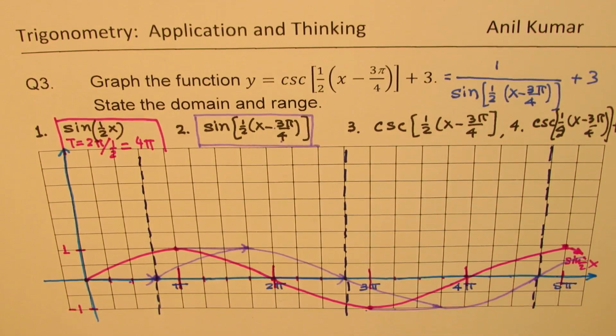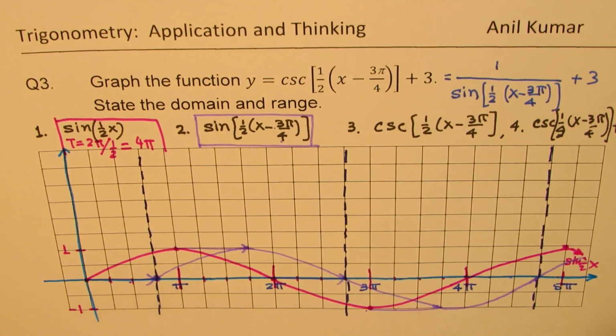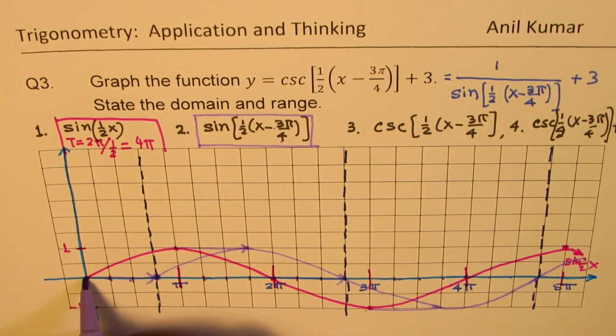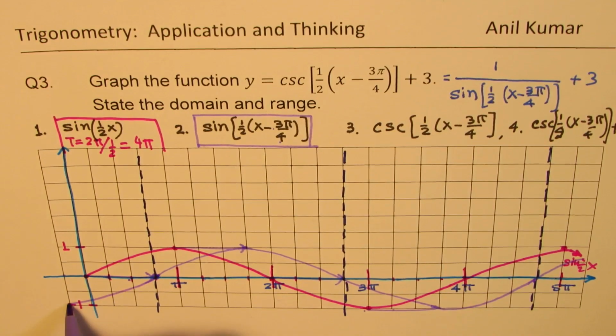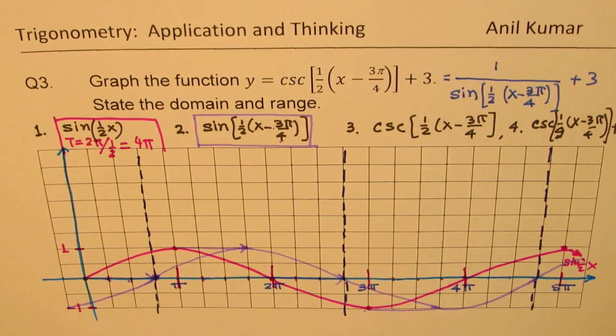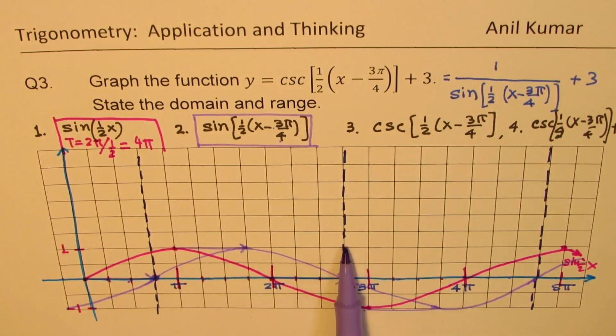It's a periodic function, so we'll have both sides the same thing. Correct? So, if you want to complete this, 1, 2, 3, 4, it will have a minimum at this point here. Correct? Okay. So we have our sine function, we have these vertical asymptotes. Clear?